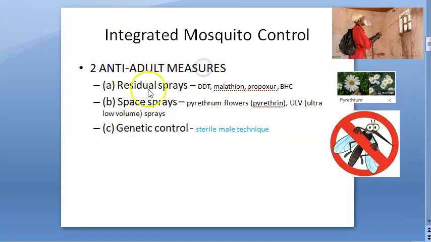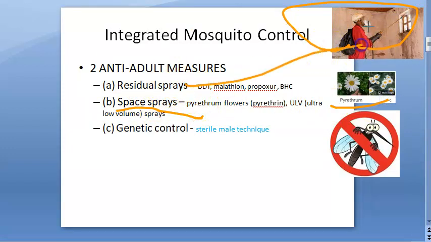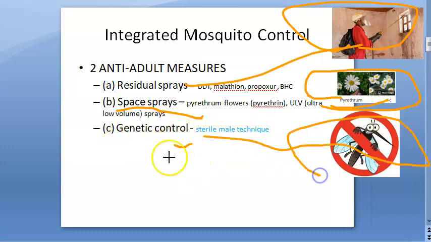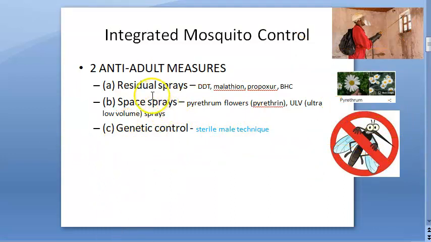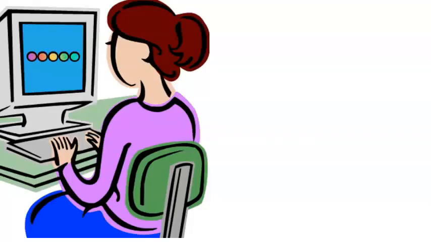Then coming to anti-adult measures. Anti-adult measures, guys, you have these residual sprays, right? Residual sprays. Then you have space sprays like this pyrethrum. Residual sprays, what did you have? DDT, malathion, propoxur, BHC, lindane, etc. Then for space sprays, from the pyrethrum flowers extract, you can have pyrethrin. Then you can have ultra low volume sprays, right, where you can have malathion, etc. Then you have genetic control, you can sterilize the male adults, right? This is the mosquito control adult measures. Adult measures, three: residual spray, space spray, and genetic control. Don't forget, close your eyes and say adult, residual spray, space spray, and genetic control.